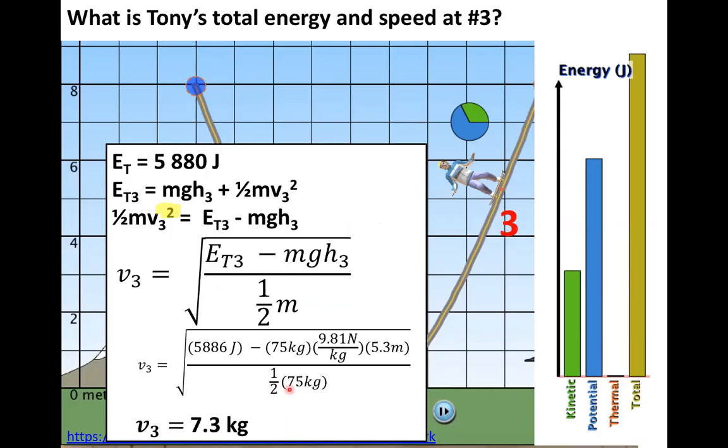So just to reiterate, Tony's total mechanical energy at all points is constant, and it's the constant 5.9 kilojoules.